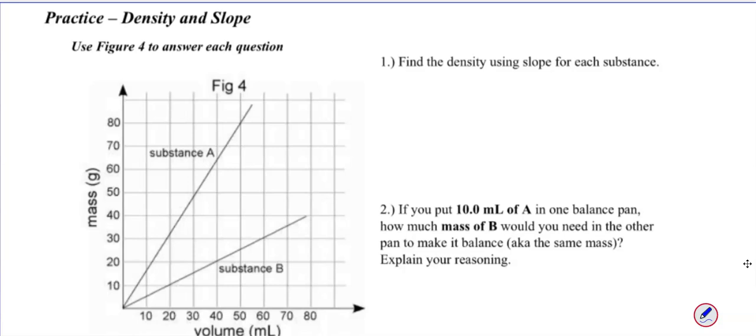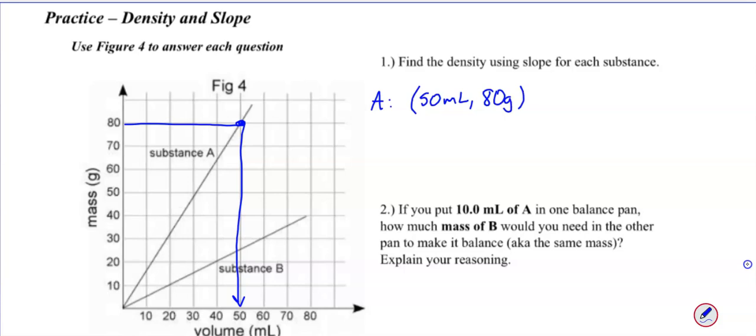So when I did substance A, I thought the easiest point to read was this one here. So 80 grams and 50 milliliters. For substance A, my first coordinates, again, you do x, y, so 50 milliliters. And remember, those coordinates now have units. And 80 grams, and I'm not worried about sig figs right now. I'll tell you when we should worry about sig figs. So there's the final mass and volume.